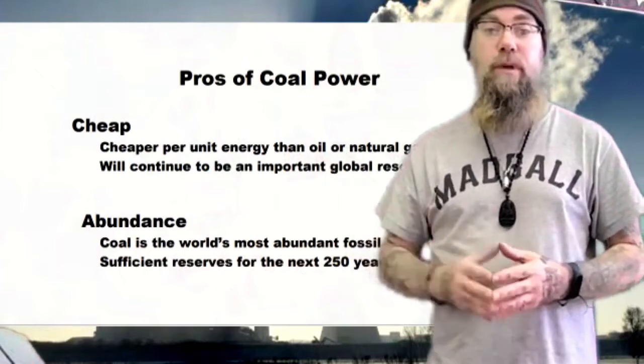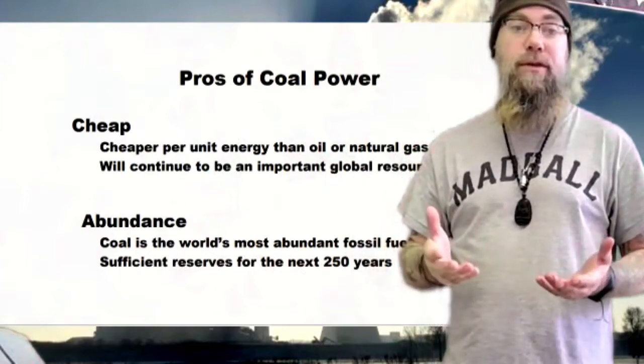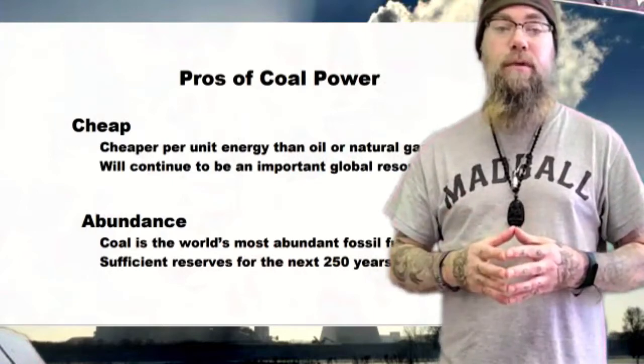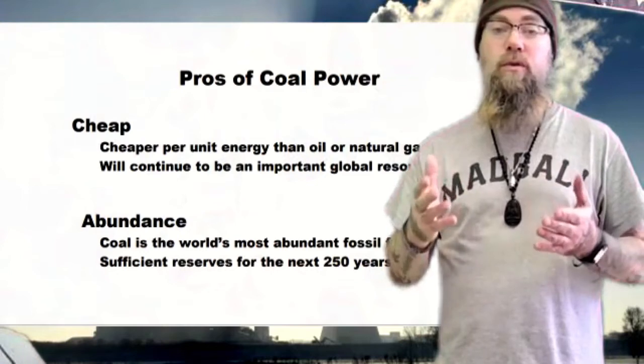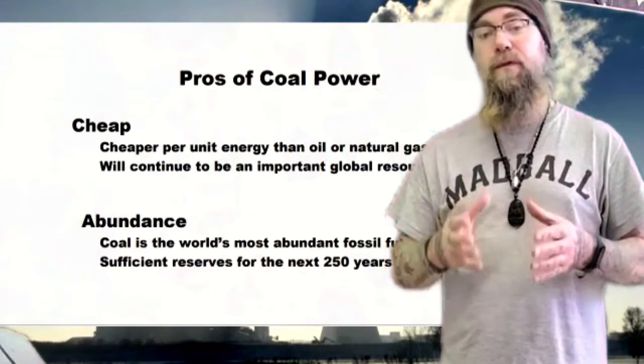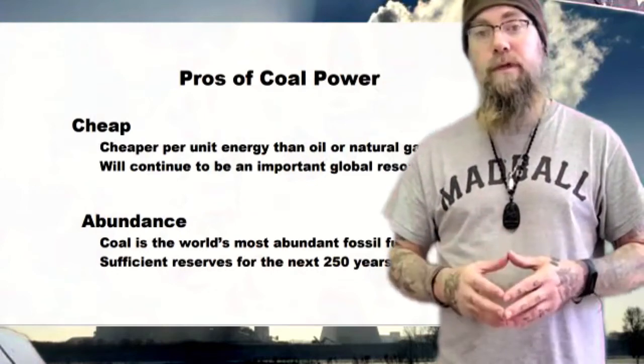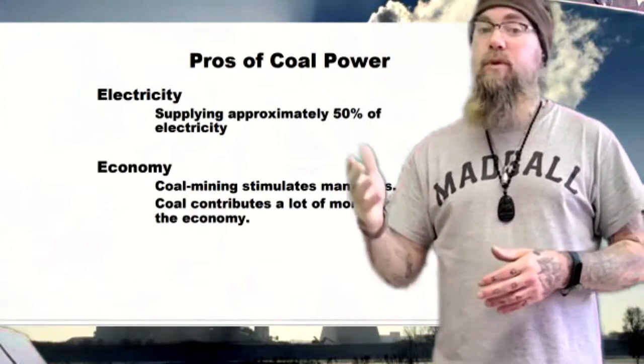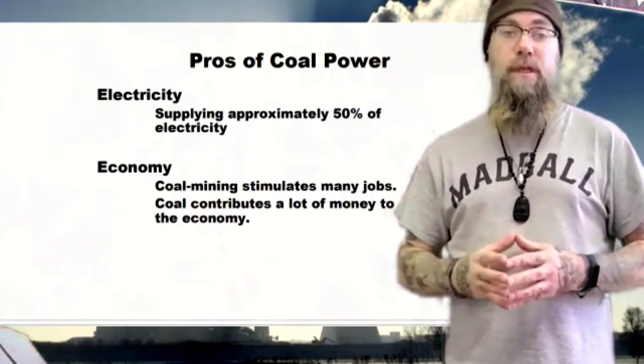So there are some pros, or advantages, to using coal power. First of all, it's cheap. It's cheaper than using oil or natural gas, and it will continue to be an important global resource for energy generation. And abundance: coal is the world's most abundant fossil fuel, and it has sufficient reserves for the next 250 years. And right now, coal is a widely used energy source, and it supplies approximately 50% of all electricity.